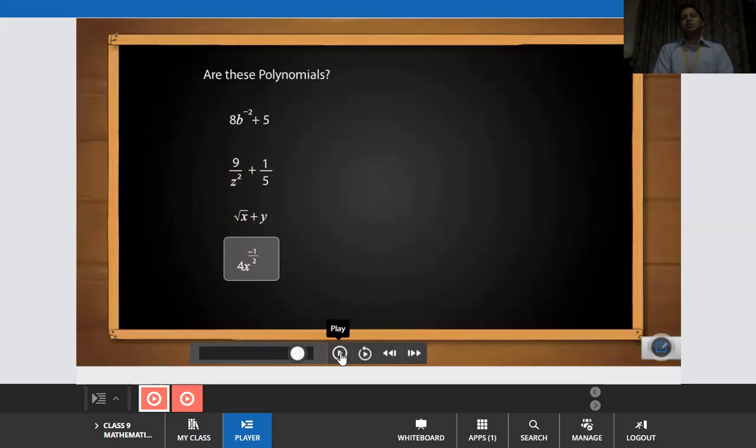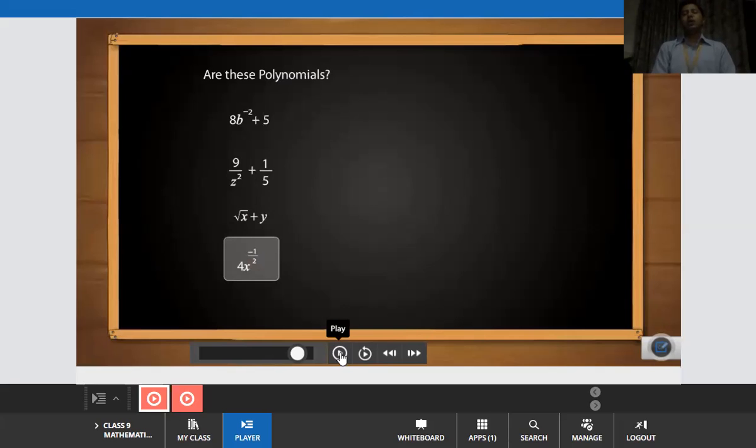9 upon z square plus 1 by 5, the second example. If we have a look, z square is the denominator. If we apply the negative exponent identity, we keep z square in the numerator. It will become 9z raised to power minus 2. Because the power of z is negative, it is also not a polynomial.